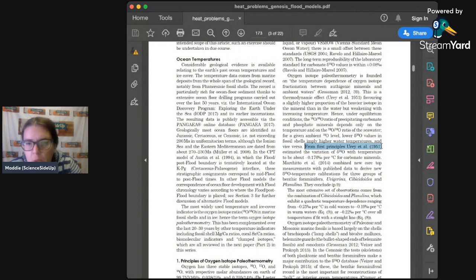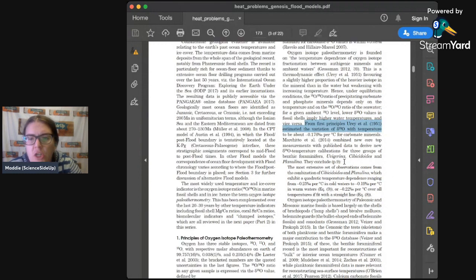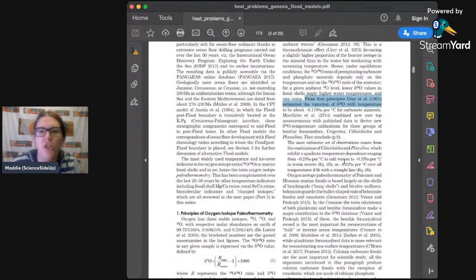From first principles, Urey et al. estimated the variation of the oxygen 18 value with temperature to be about negative 0.176 per mil per degree Celsius for carbonate minerals. Then that was updated in 2014.